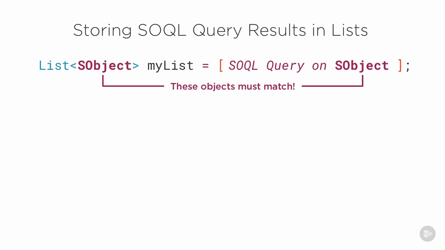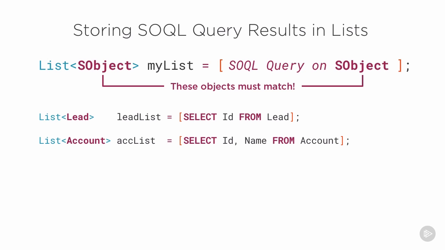That's our template. Here are a few examples. In this example, we store all our leads in a lead list variable. Notice that the list is of type lead and the SOQL query is on leads. Since we're only querying the ID field of our leads, other lead fields such as title would not be available.